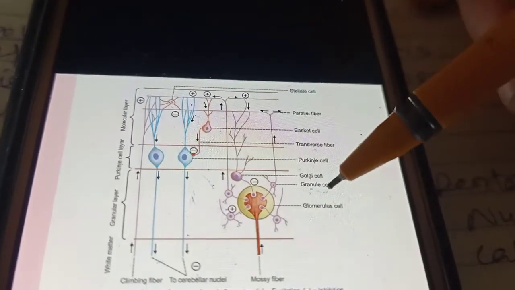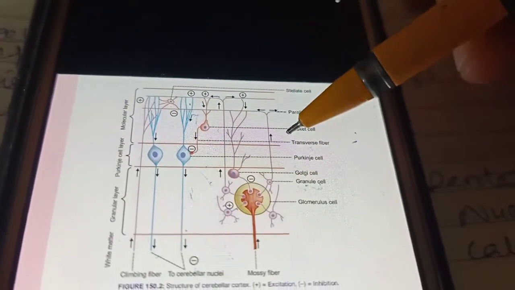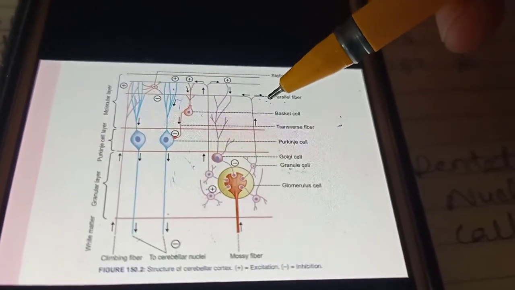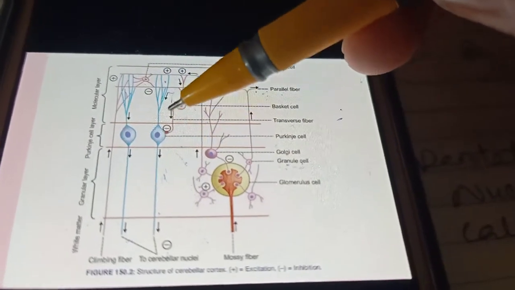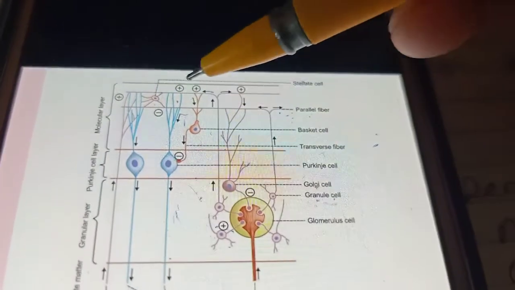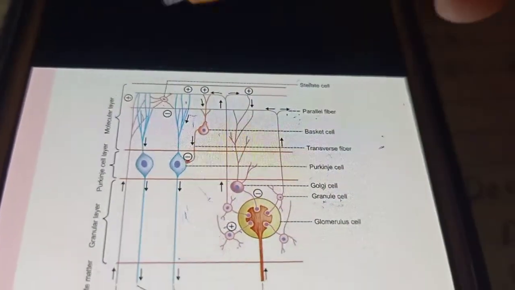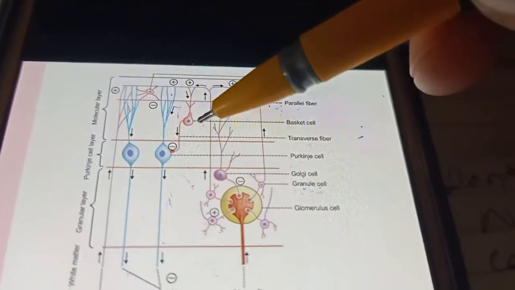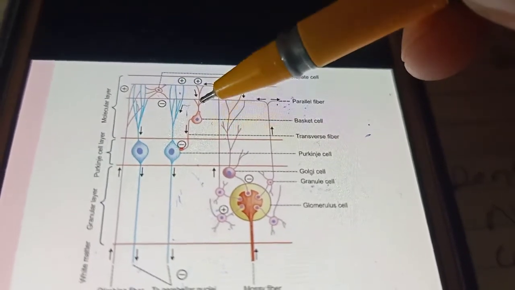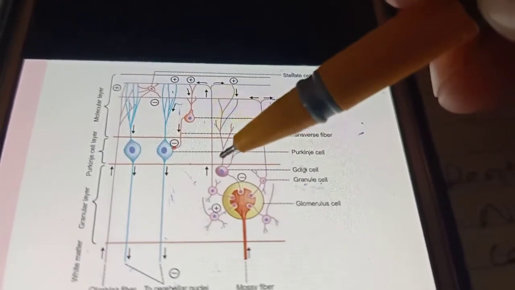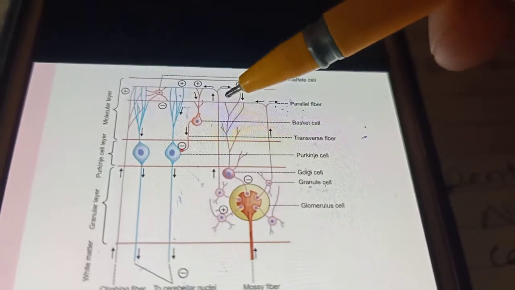So axons of the granule cells enter into the molecular layer as parallel fibers. These parallel fibers synapse with the dendrites of the Purkinje cells, the stellate cells, the basket cells, and the Golgi cells. You can see the dendrite synapses here.